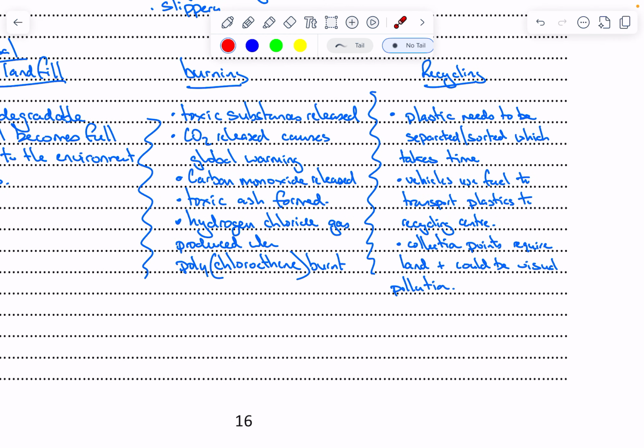Recycling, problems with this is the plastics need to be sorted and separated into similar materials, so therefore it takes quite a bit of time. We've got to use vehicles to go and collect or transport the plastics to the recycling centres. So again, we've got quite a large carbon footprint with that. And the collection points, we need land to build them, and can also be a source of visible pollution for people as well.